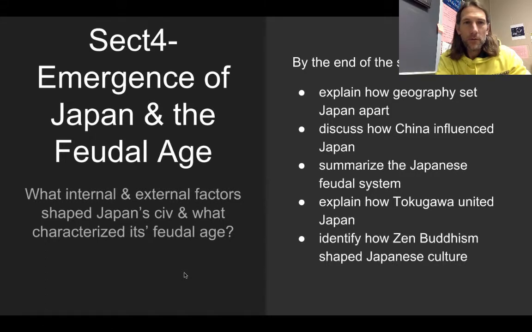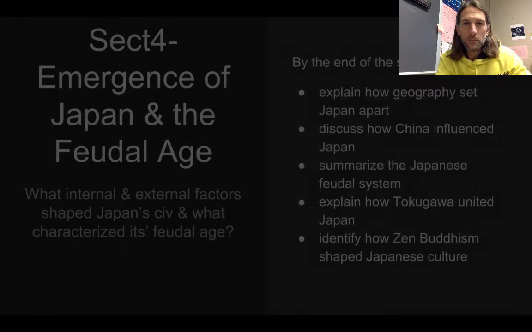World History, Chapter 12, Section 4, Emergence of Japan Feudal Age. Internal and external factors that shaped Japan's civilization and what characterized its feudal age: how geography set Japan apart, the influence of China again, summarizing the Japanese feudal system, how Tokugawa united Japan, and how Zen Buddhism shaped Japanese culture.